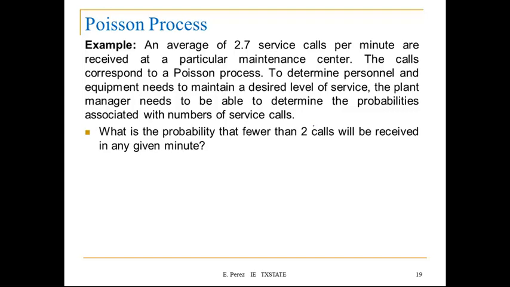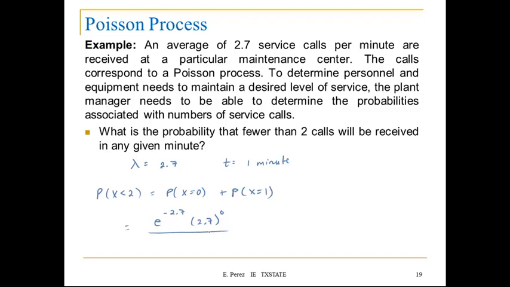Okay, so for this problem, we know that lambda is 2.7, and our units are in minutes, 1 minute. So the probability of having fewer than 2 calls is equal to the probability of x equals 0 plus the probability of x equals 1. And that probability can be expressed as e to the minus 2.7 times 2.7 to the power of 0 over 0 factorial, plus e to the minus 2.7 times 2.7 divided by 1 factorial.